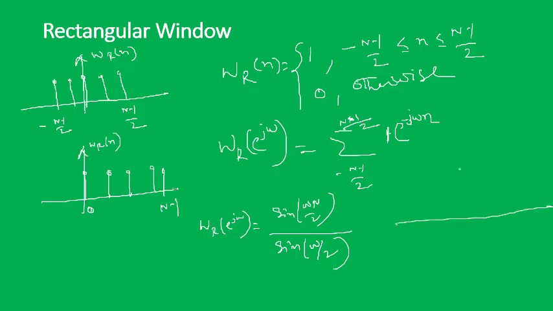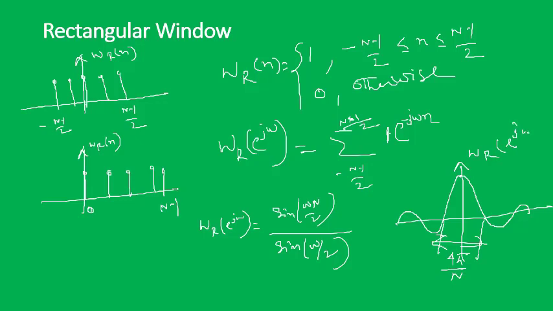The sinc function leads to this kind of response, and the main lobe width for the rectangular window is 4 pi by n. This is a standard width. Now, the rectangular window is the simplest of all windows, and it has the drawback that overshoot and leakage are introduced in the frequency response.